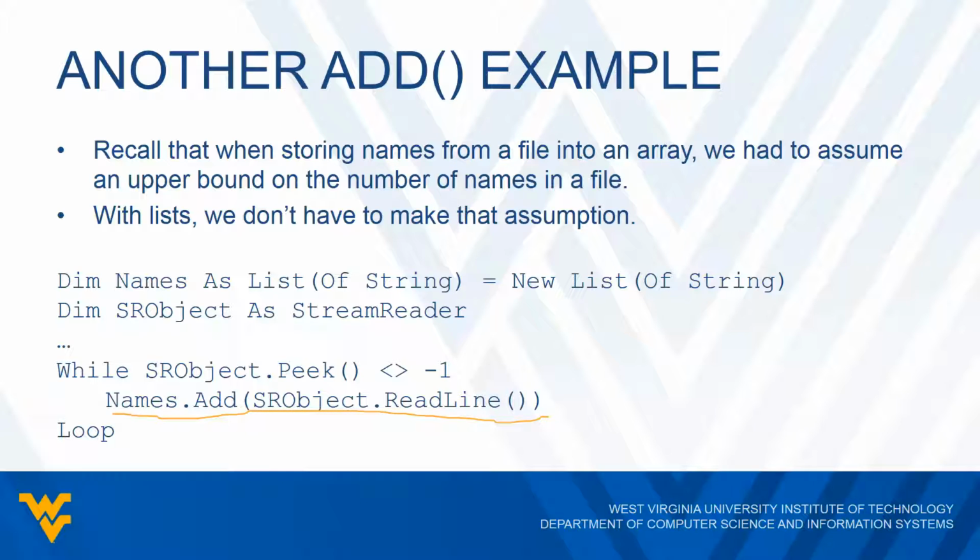So remember, read line will read that particular line, which would be the full name. We use the add method and we invoke that on the names list, and the types do match. SR object.readLine is going to give us a string. We're trying to add a string into a list of strings, so we're good there. And we can just do this however many times we need to. And we can just keep doing this until we get to the end of the file. And whenever we're done, the size of the list is going to be however many names were in the file.